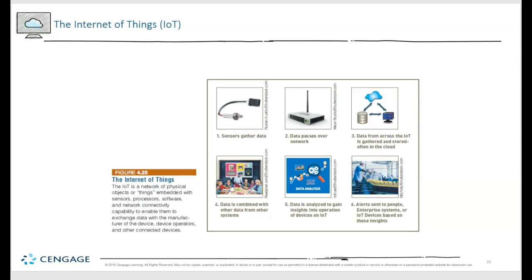Sensors gather things, and it passes it through the network. It puts it in our database like we've seen in the past. We've got to do something with it. We combine it with other services from the systems, analyze it, and display it so somebody can actually have some value from it.